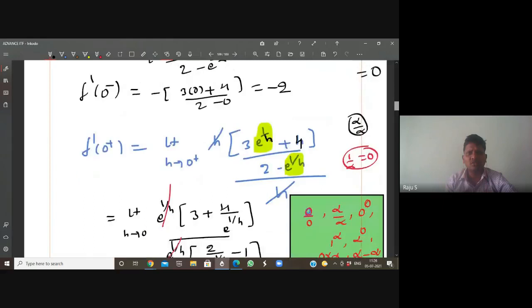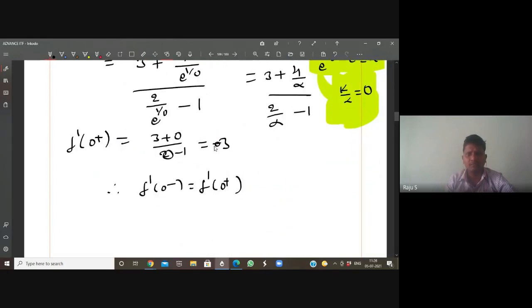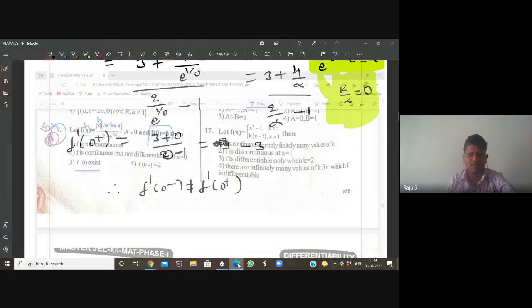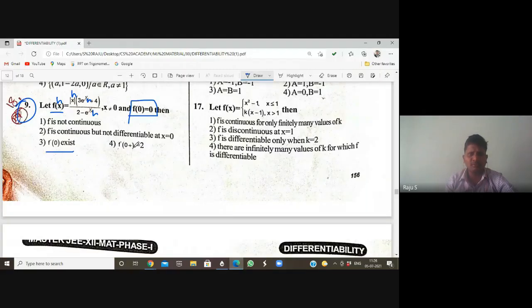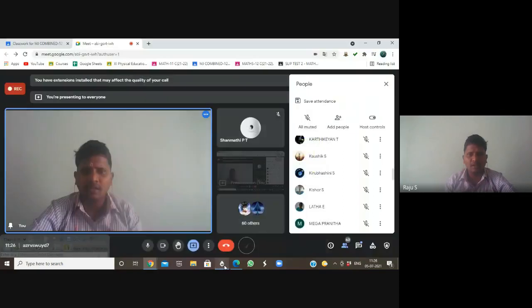Here minus 2, here minus 3. Minus 3 plus 3. Okay, plus 3. Sorry, minus 3 because by minus 1 is there. Minus 2 is not equal to minus 3. Anyhow, it is not differentiable. And also see here, fourth option f dash of 0 plus, we found f dash of 0 plus, we got it minus 3, right?